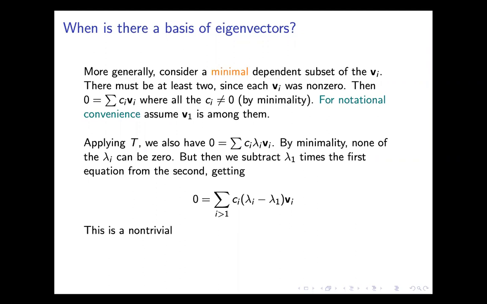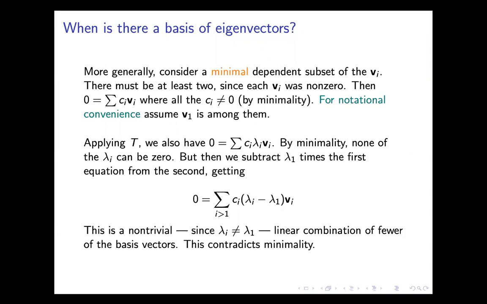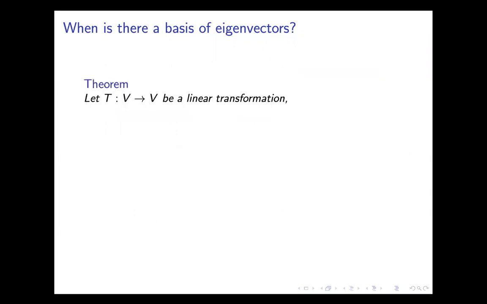But then we can subtract lambda 1 times the first equation from the second to get this thing below. So the sum over all i's bigger than 1 of Ci times (lambda i minus lambda 1) Vi has to be non-trivial. And since the eigenvalues are distinct, so lambda i is not equal to lambda 1, we got a linear combination of fewer of the basis vectors. And that's not minimal. That contradicts the minimality assumption that we had. So that proves the theorem.